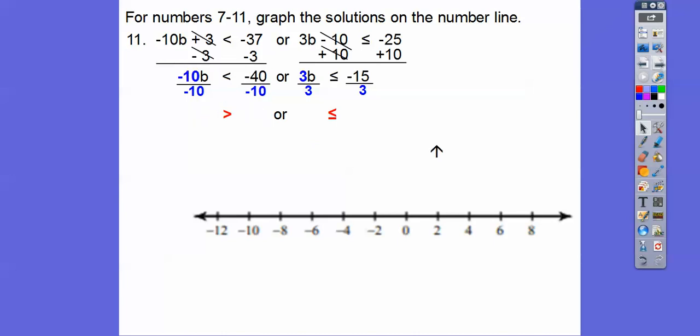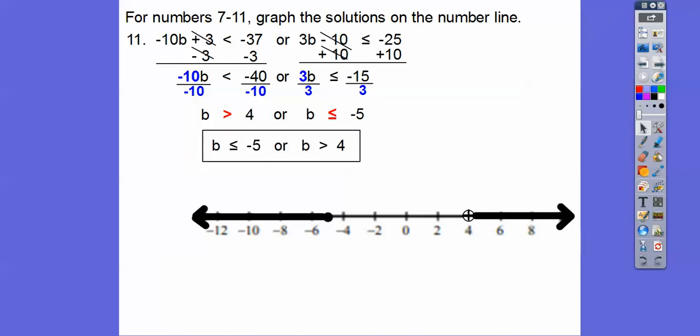Okay, all right, now I like to do the smaller number on the left-hand side. So I'm going to put this one first over on here, and this one over here. That way the inequalities tell me which way to shade. Notice we have the open circle on the 4. So here's my open circle right here, and a closed circle on the negative 5, because we have the equals bar right there.